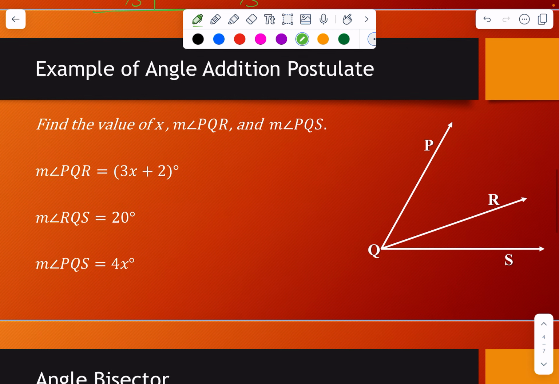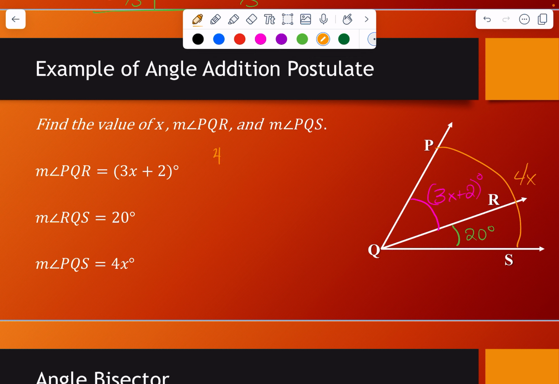Let's try another one. On this one, it says, find the value of X, measure of PQR, and measure of PQS. Okay, so let's go through and figure out what we have and what we need to find. So PQR is this angle here, and we know that to be 3X plus 2 degrees. We know that RQS, this measurement here, is 20 degrees. And we know PQS, the big angle, is 4X. So let's set this up and solve for X.